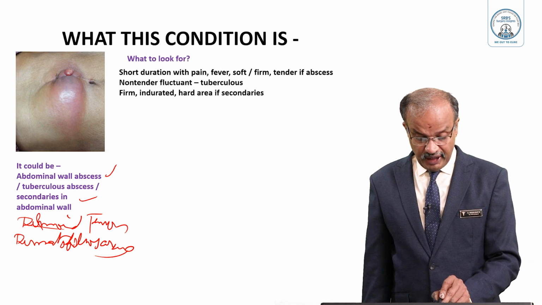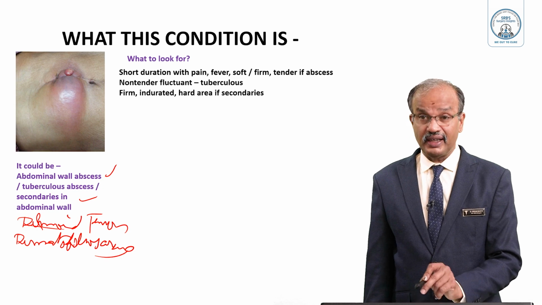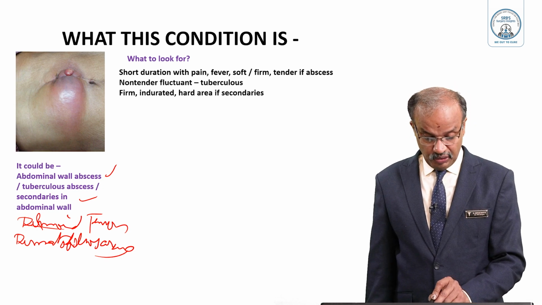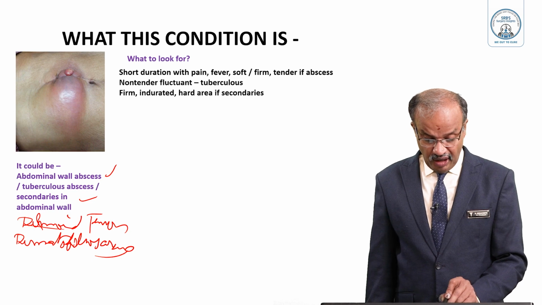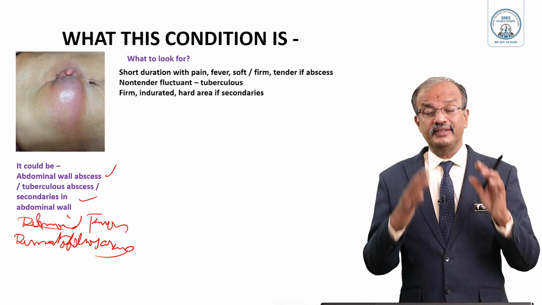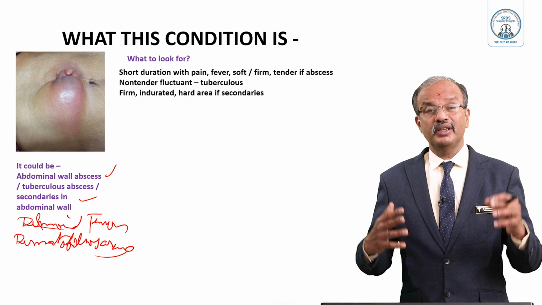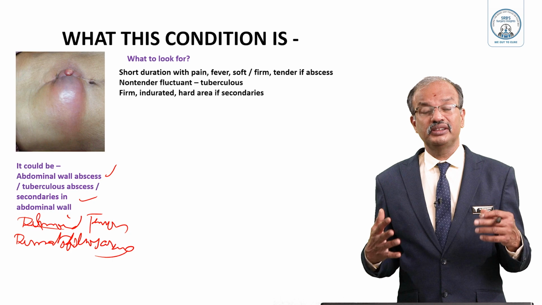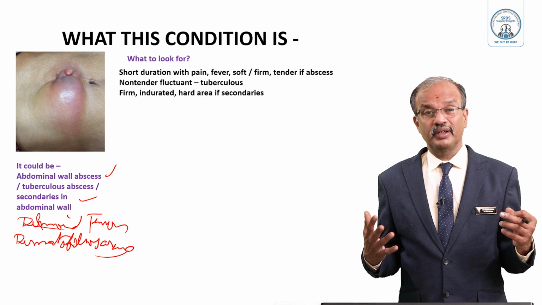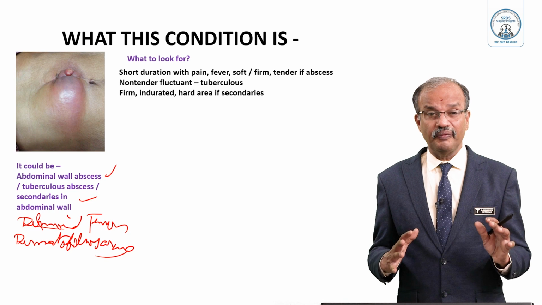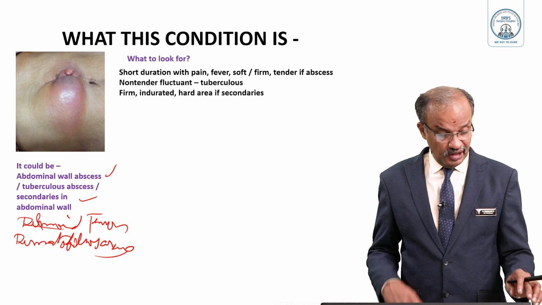Already I have told, pain, fever, soft or firm, tenderness, clinical examination. Non-tender fluctuant means tuberculosis. Firm indurated hard area if it is secondary. So relevant history, GA symptoms, GA examination, parietal examination, other lymph node examination, then systemic examination like lungs, back examination, spine examination, all those relevant examinations should be done in these patients, essentially remember.